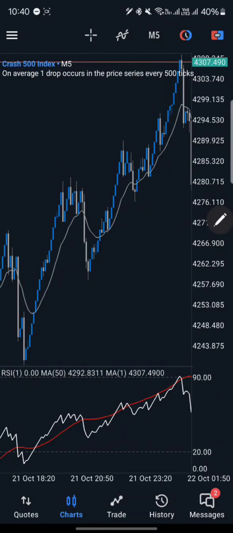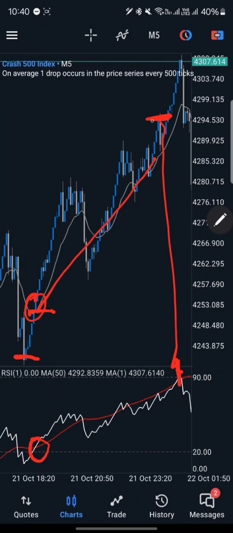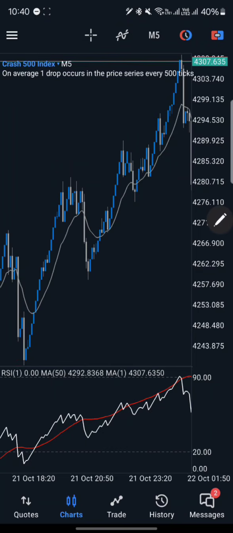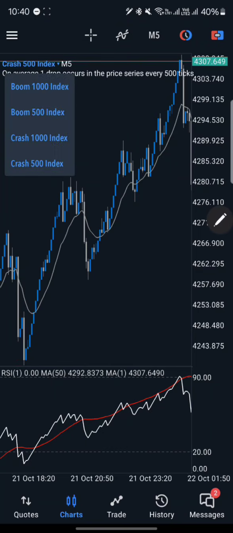Again, crossover, candle closes above, we enter the trade, stop loss below the previous low, and we take the trade until we reach level 90. So right over here, we'd have closed our trade and we'd have bagged all of those candles. And it works on all the markets.